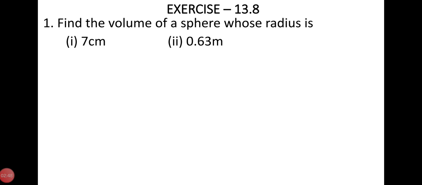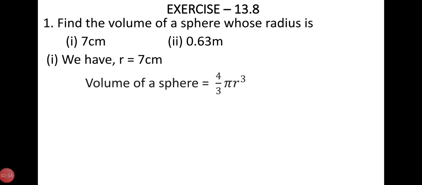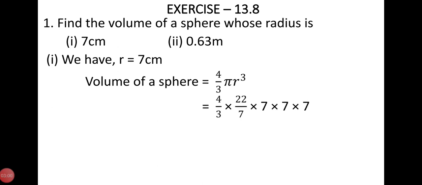So, for solution of question number 1, where radius is given as 7 centimeter, volume of a sphere equals 4 upon 3 pi r cube. Inserting the values, equals 4 upon 3 into 22 upon 7 into 7 into 7 into 7, because r cube, that is r we have to take 3 times, and the value of r is given 7. Further on calculation we will get 4312 upon 3, that is equal to 1437 1 upon 3 cubic centimeter. As it is an improper fraction, we convert it into a mixed number.